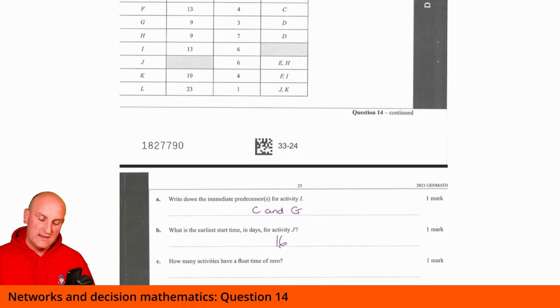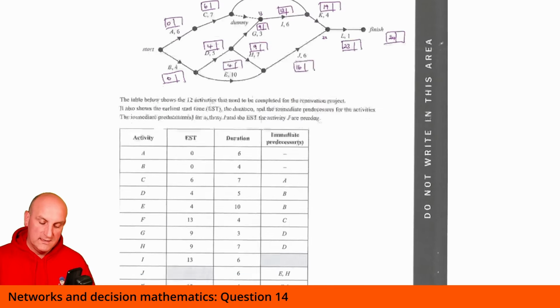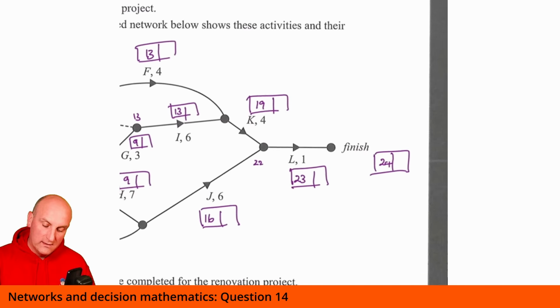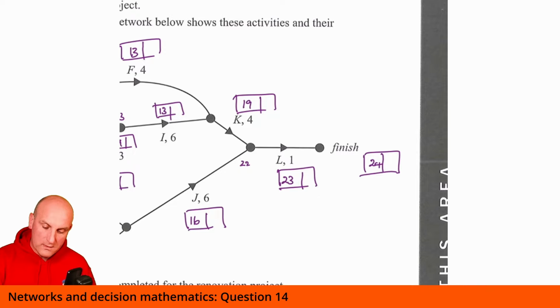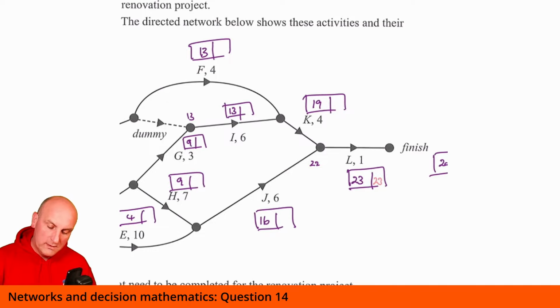Right, how many activities have a float time of 0? Let's see what we now do. We've got to backtrack. So I'm going to zoom in, doing a different color. It's going to be 24. 24 minus 1 is 23. 23 minus 4 gives me 19. 23 minus 6 gives me 17. I think 17. Yep.